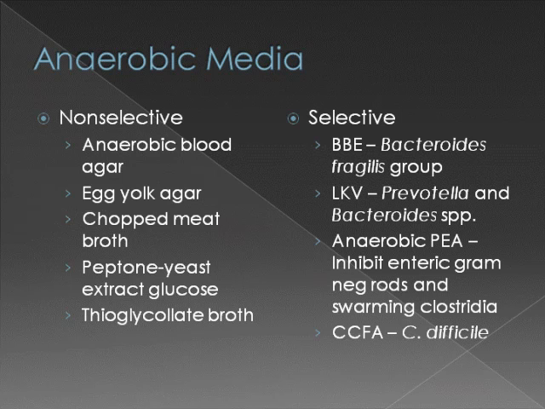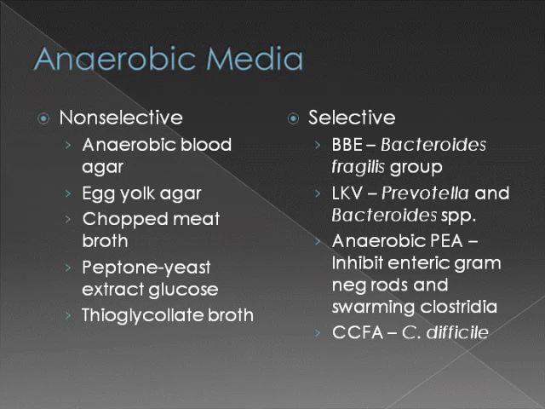Okay, we have our anaerobic media. I have grouped them into the non-selective and selective media. So under the non-selective, we could use an anaerobic blood agar, an egg yolk agar, chopped meat broth, peptone yeast extract glucose, and thioglycolate broth. All of these would be non-selective for your anaerobes, so most all of the anaerobes will grow on this media. Keep in mind you can use thioglycolate broth for aerobes as well. The aerobes would grow towards the top where the oxygen is, and anaerobes would grow towards the bottom.